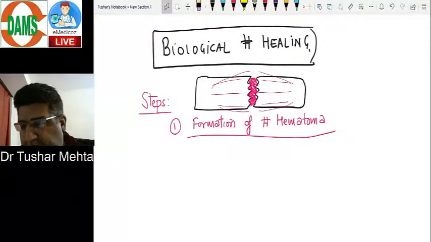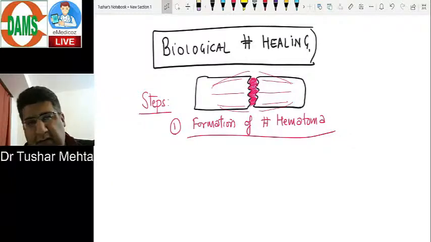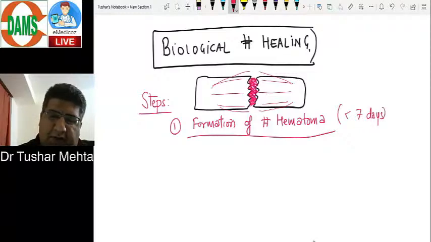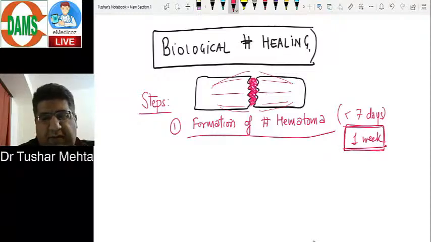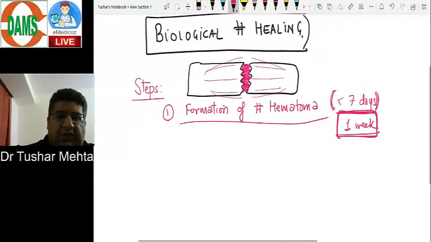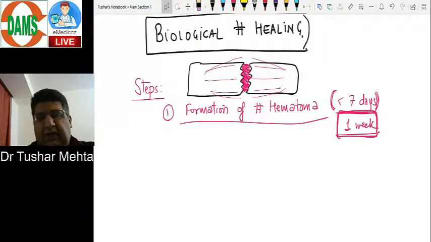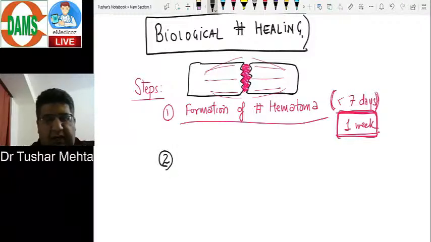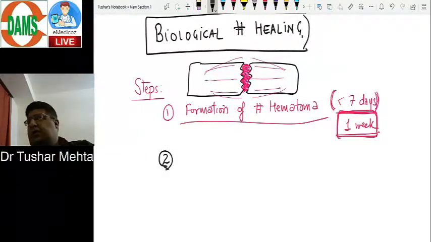Now, I'll tell you a very interesting point. Hematoma can be made maybe within a day, maybe two, maybe five. But one thing is for sure, that hematoma is made within 7 days. That means I'm 110% sure that this hematoma is made within 1 week. So hematoma is made within 1 week. That's the first step of fracture healing. Congratulations. Now the bigger question is why you have to have formation of hematoma. In other words, how is the hematoma important? I'll tell you.